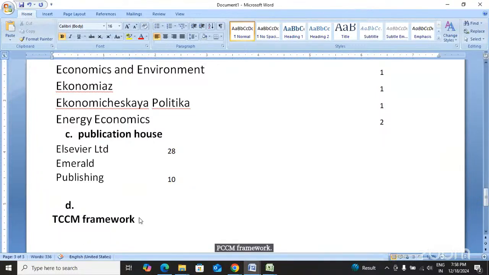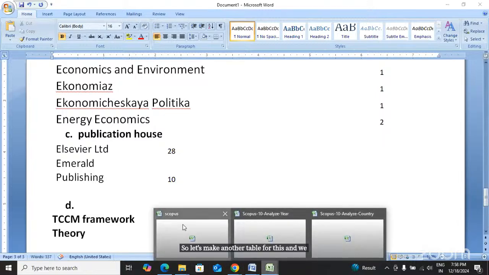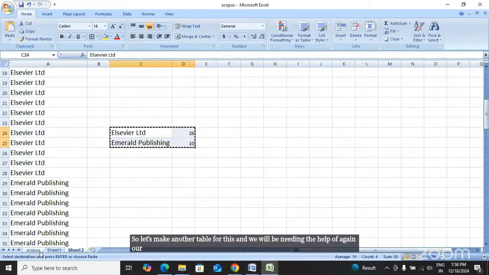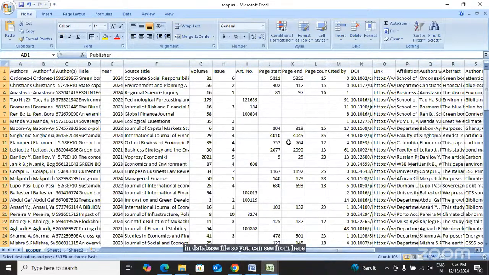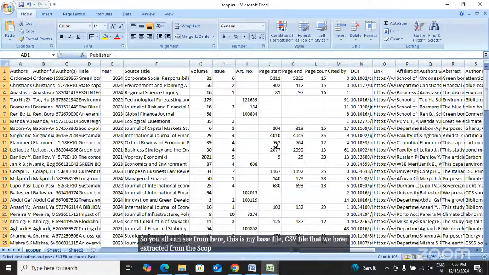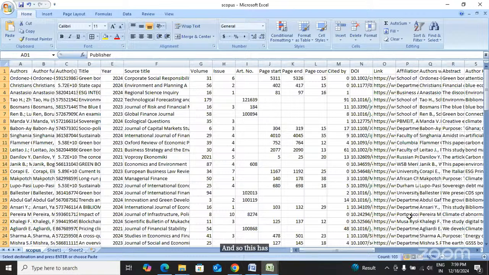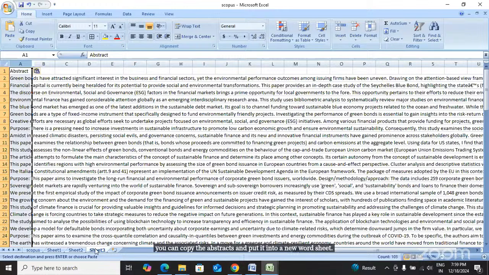Now, what you will be doing is theory. So how do we find the theory? Let's make another table for this, and we will need the help of our main database file again. You can see from here, this is my base CSV file that we extracted from the Scopus database, and this has become our master file. Now it has abstracts as well. So you can copy the abstracts and put them into a new worksheet. I have copied them and put them over here.